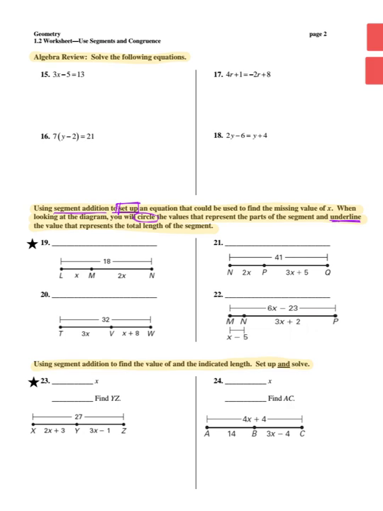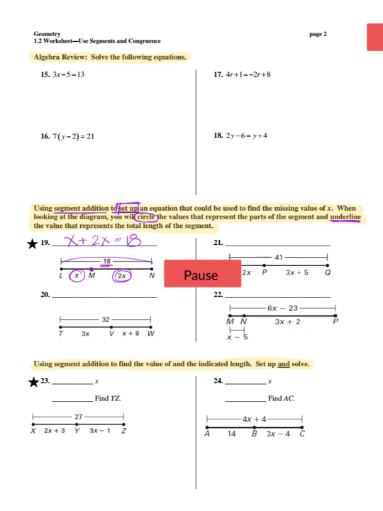So for question number 19, the two parts are the x and the 2x divided up right here at m. And then the length of the whole segment is 18. So all we need to do is set up x plus 2x equal to 18. That's it. All done with that question. Take a second, pause your video, finish up those questions.